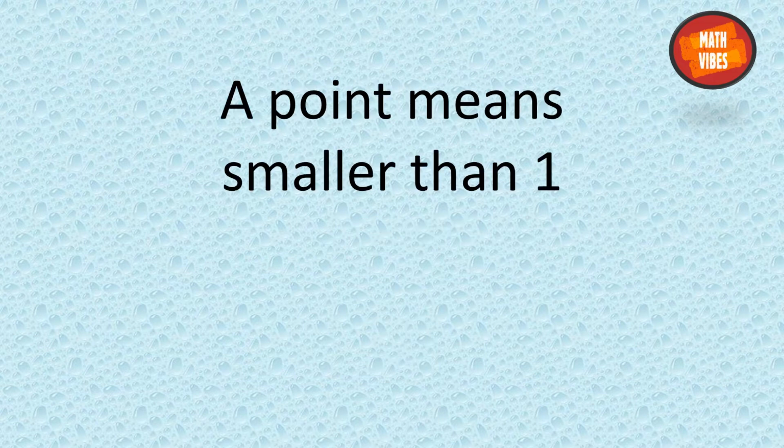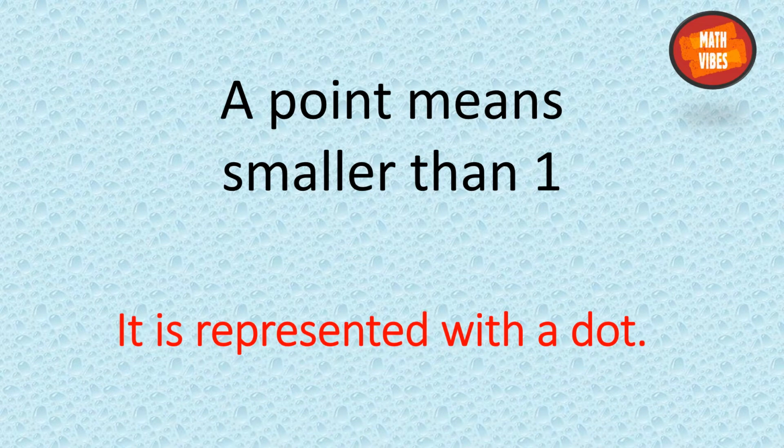Okay, so a point. Now, what do you mean by a point? A point means smaller than 1. We have known the two methods of naming the decimals, and in one of the methods we have learned that a decimal is named as point. So what do you mean by that point? Here a point means something which is smaller than 1 and it is represented with a dot.